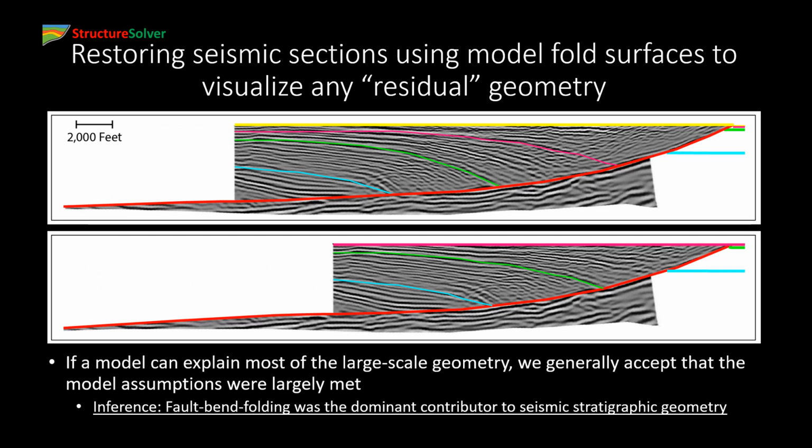This is indicated by the fact that the remaining folding lower in the restored section shows dips that progressively increase towards the fault and are geometrically conformable to the underlying model surfaces.